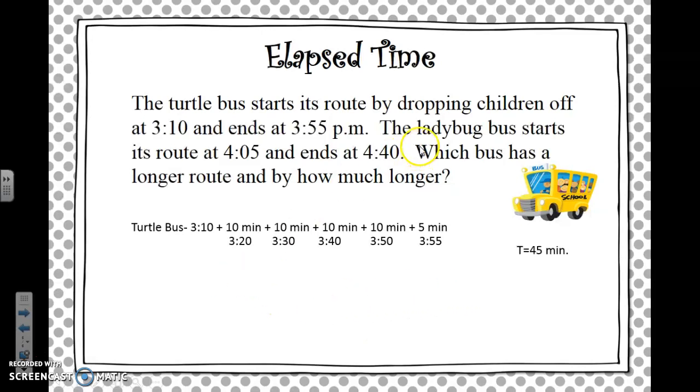Next, I'm going to look at the ladybug bus, and I'm going to follow the same exact equation. So for the ladybug bus, I start at 4:05, and I'm going to stop at 4:40. So that's going to be 10 minutes plus 10 minutes plus 10 minutes plus 5 minutes. So I see that from 4:05 to 4:15, that's going to be 10 minutes. When I add my 10 minutes to 4:15, that's going to get me to 4:25. When I add my 10 minutes to 4:25, I get 4:35, and when I add 5 minutes to 4:35, I get to 4:40.